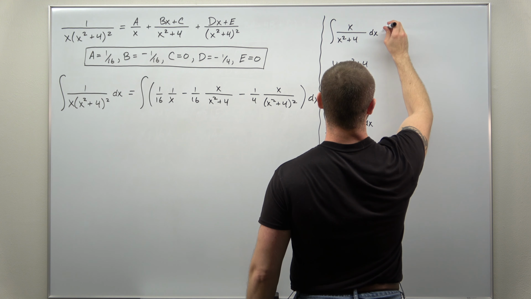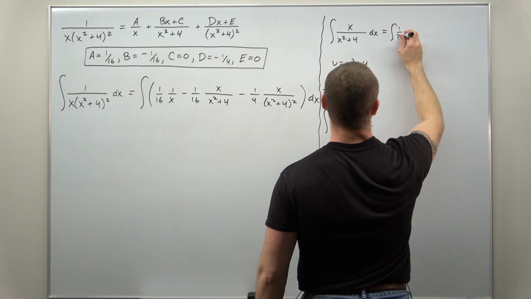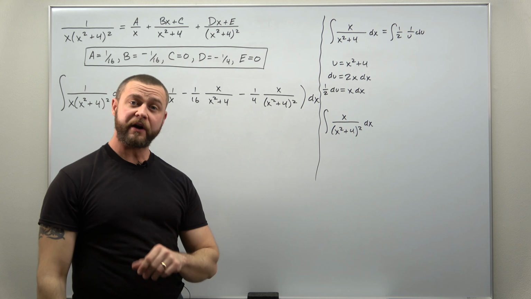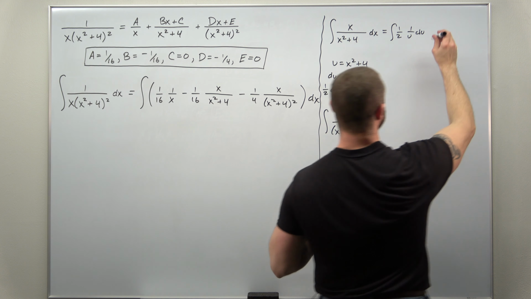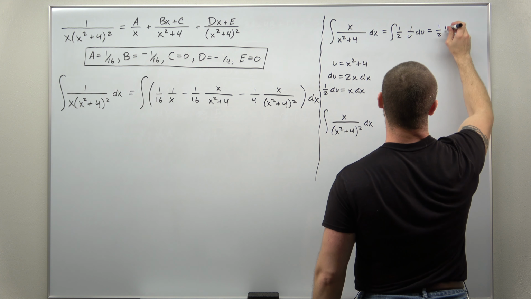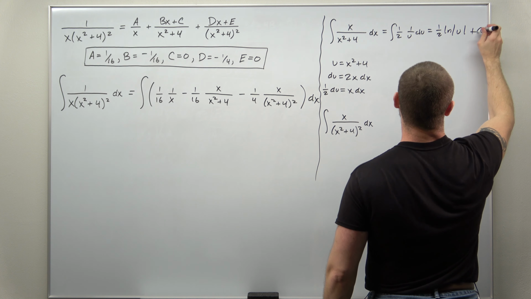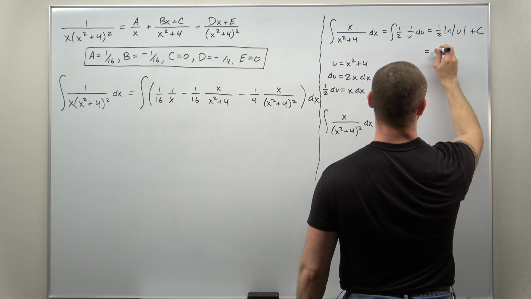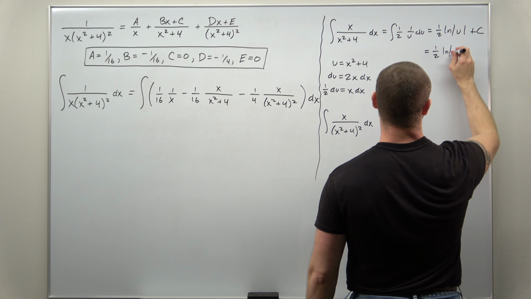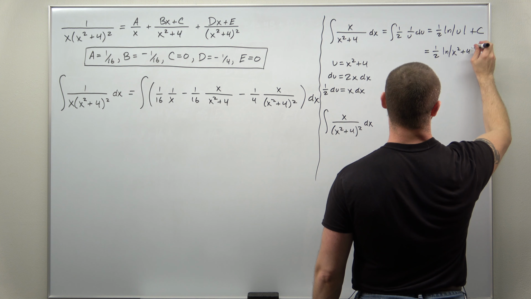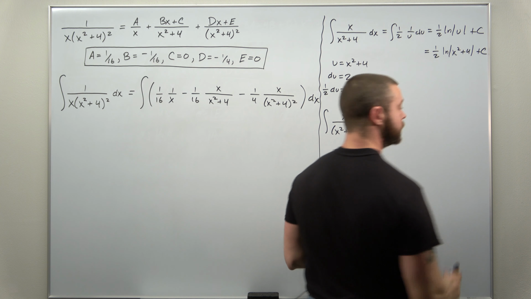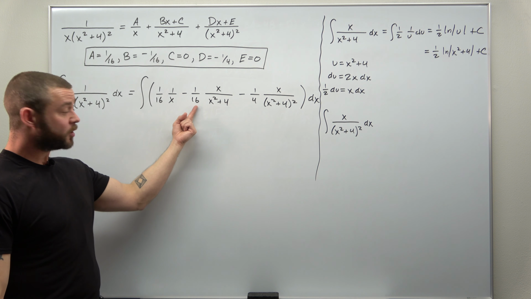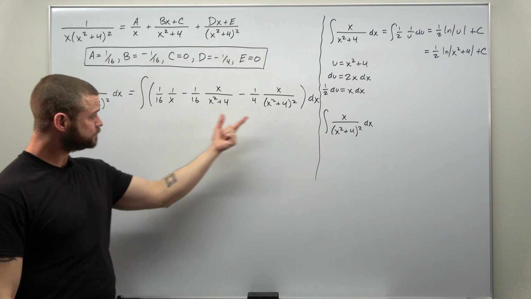We can rewrite this as 1/2, 1 over u. And we've seen that a lot. That integrates to natural log of u. And back substitute u as x squared plus 4. All right, so that takes care of the middle integral. Don't forget to multiply by the negative 1/16.